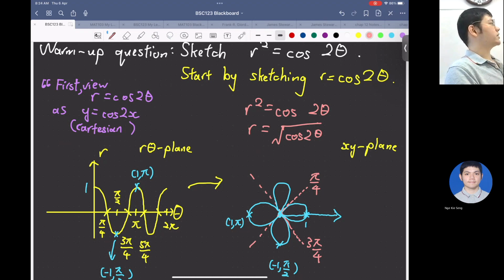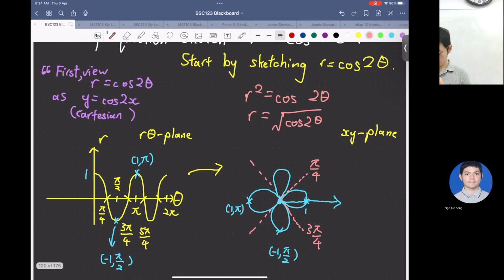So this will throw out some of the angles. In particular, which angles do we throw out? Pi over 4 and 3 pi over 4. We throw out these two angles here. What do these two angles correspond to?